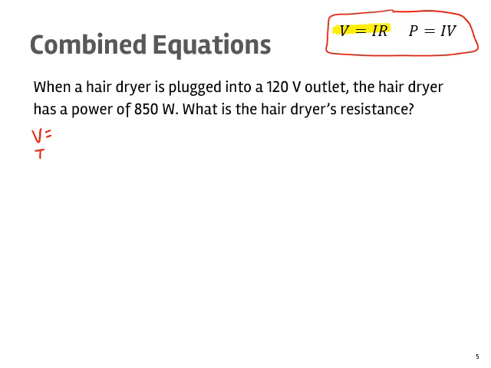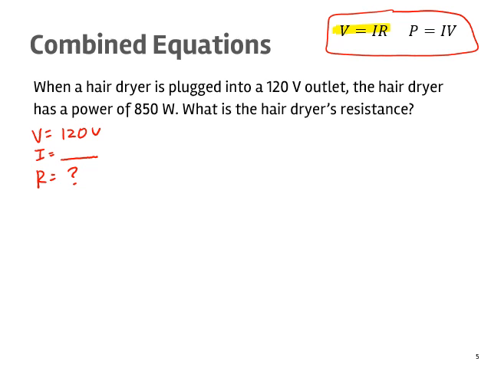So voltage, current, and resistance, where resistance gets the question mark. It gives us the information of 120 volts, and then it gives us a power. It doesn't give us a current. So we need to know that current in order to solve for R.